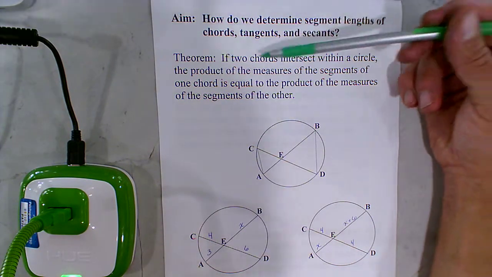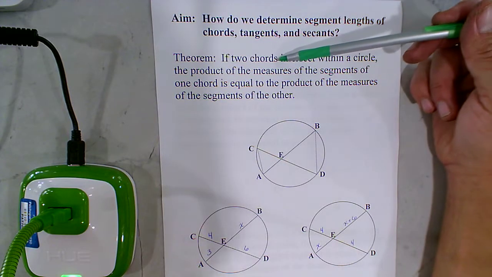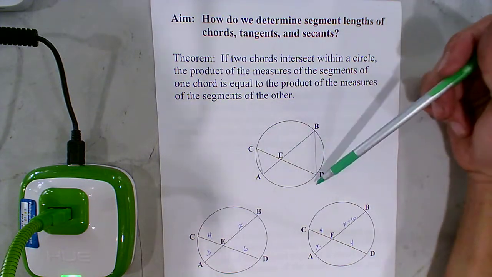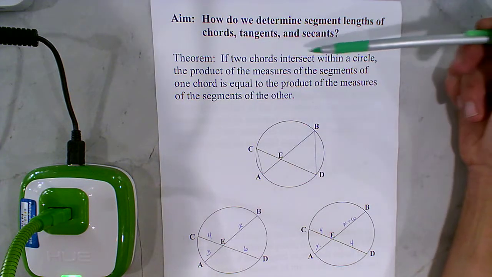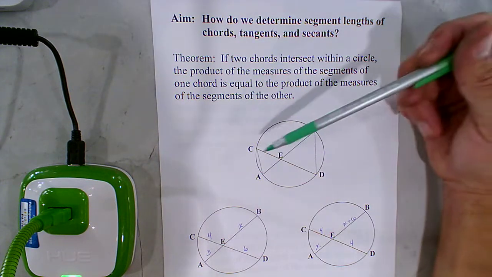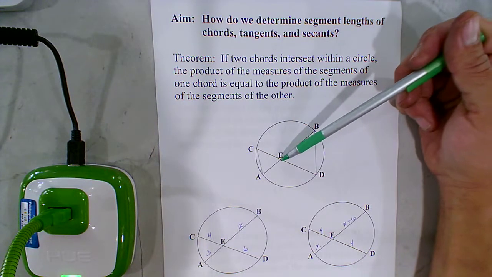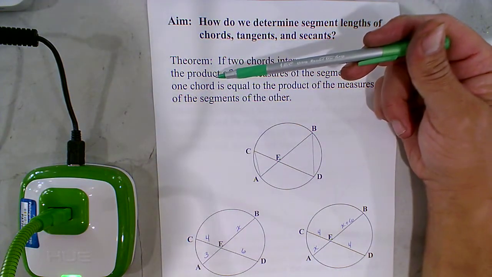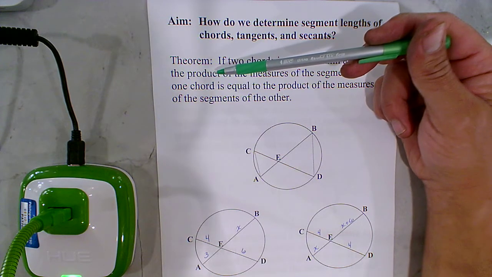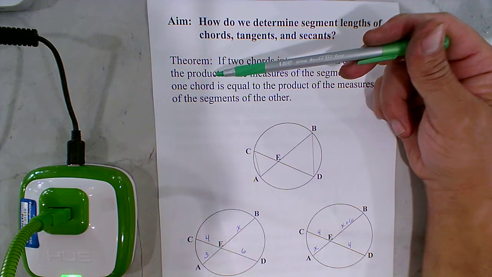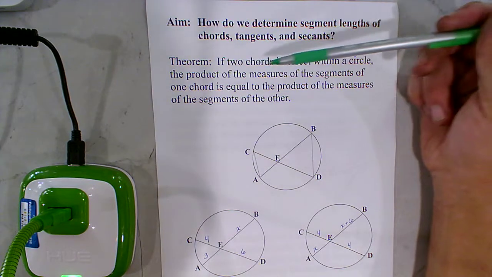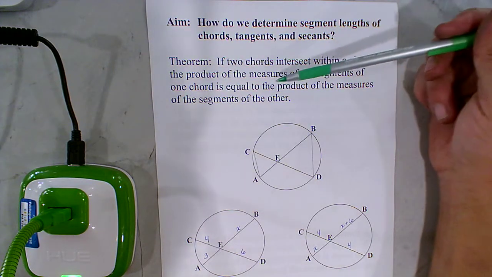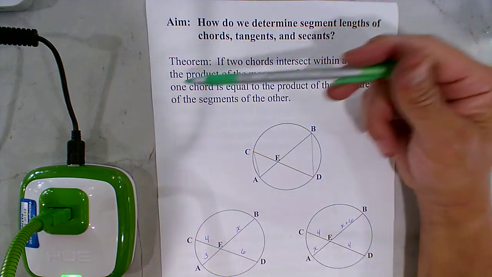All right, so theorem. If 2 chords, so remember chords, like CD is a chord, the endpoints are on the circle. If 2 chords intersect within a circle, so I got CD and AB intersecting here at E, right? The product, right, fancy math term, 2 numbers multiply to give you this answer. Product of the measures of the segments of one chord. So the measures of the segments, the pieces of one chord.